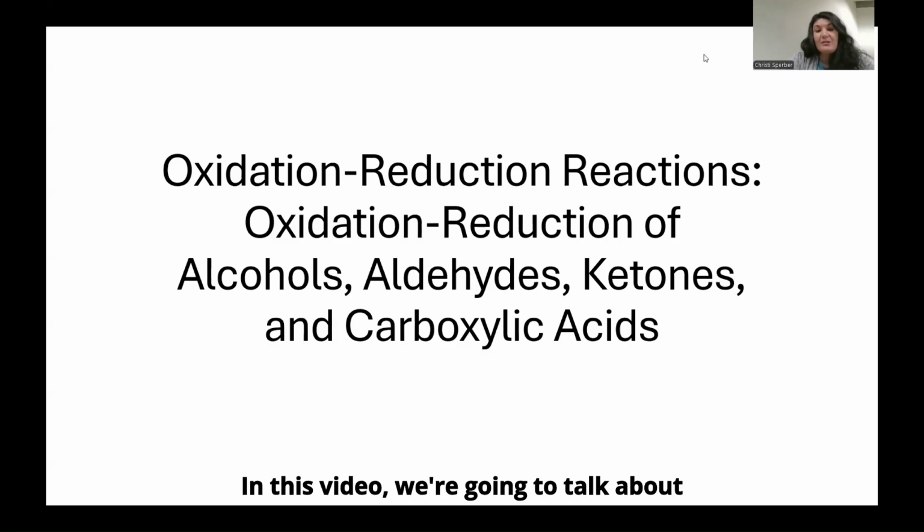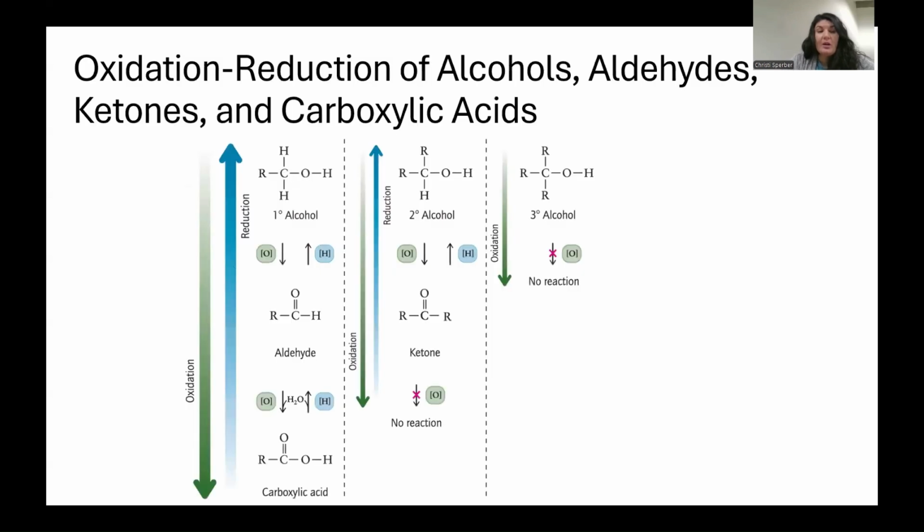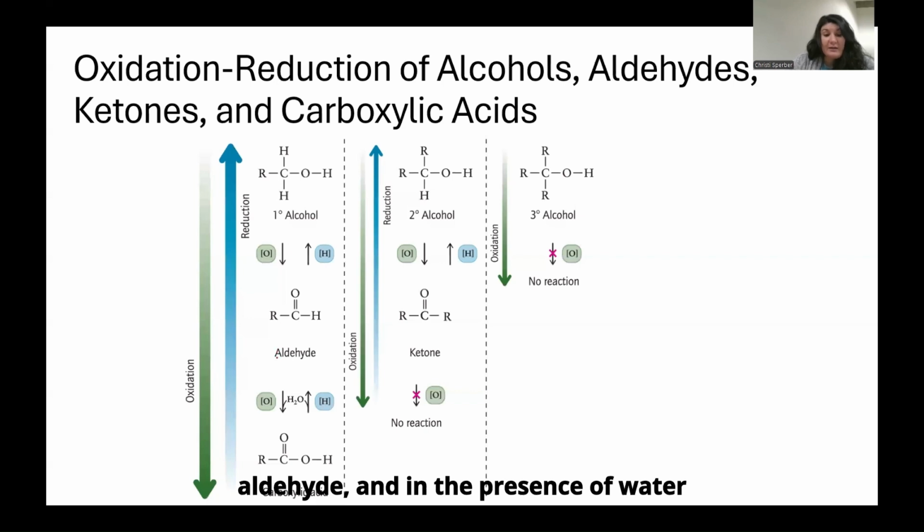In this video, we're going to talk about oxidation reduction reactions of alcohols, aldehydes, ketones, and carboxylic acids. This is a diagram of the different oxidation reduction reactions that alcohols, aldehydes, ketones, and carboxylic acids can undergo. You can see that a primary alcohol can undergo oxidation to an aldehyde, and in the presence of water, it will go to carboxylic acid.